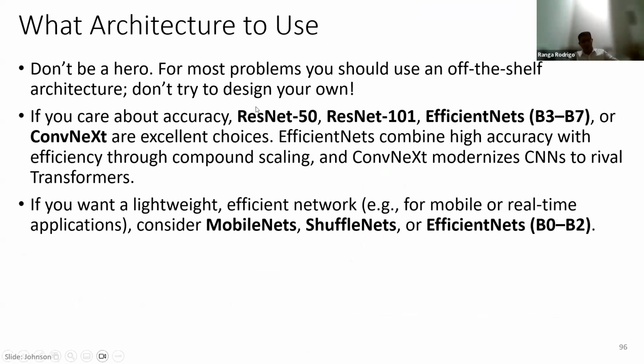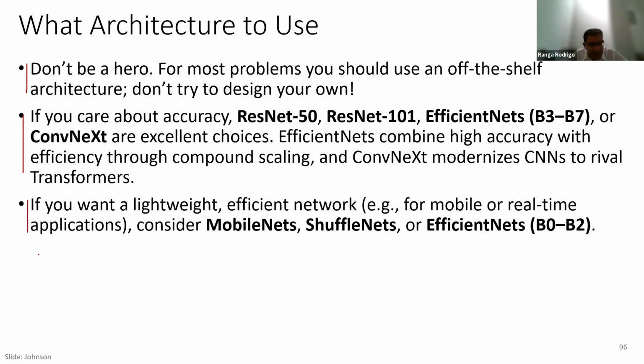So if you want to use some architecture, today we use ResNet 18 and I showed you, but what are the other things that you can use? Don't be a hero. For most problems, you should use an off-the-shelf network. You don't have to design the network by yourself and train it and just waste computational power. If you care about accuracy, you can use ResNet 50 or ResNet 101 or EfficientNets B3 to B7 or ConvNeXt. These are excellent choices. EfficientNets combine high accuracy with efficiency through compound scaling, and ConvNeXt modernizes CNNs to rival transformers.